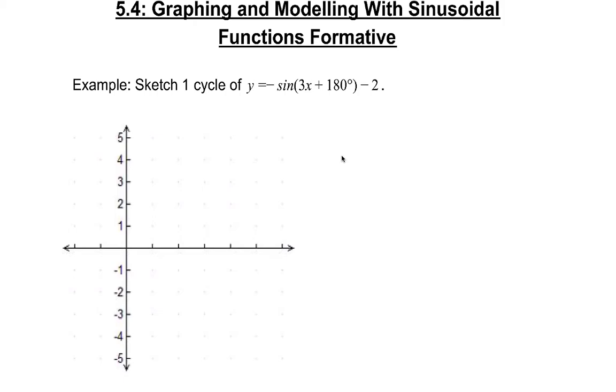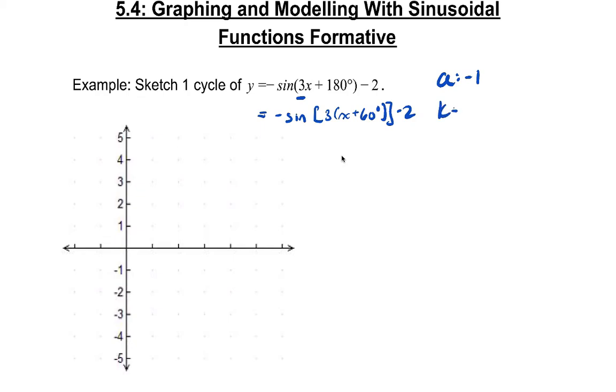In order to graph this, we need to get our A, K, D, and C values so that we know the transformations of it. First of all, we need to factor out the K, so we get the proper phase shift. This is the same thing as minus sine of 3 times (x plus 60 degrees) minus 2. Here we can see that there's going to be a reflection in the x-axis, or a vertical reflection, because our A value is minus 1. That implies our amplitude is 1, but we don't actually need to know that in order to graph it.